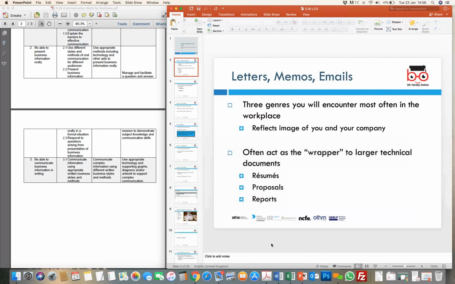Now, the reason why we classify, when we look at writing communication for business purposes, is that these are the 3 generic types that we end up using more often than other forms of written communication. So letters, memos, and emails. Now, they can also have certain other notes or covering notes in addition to the main body of the communication.